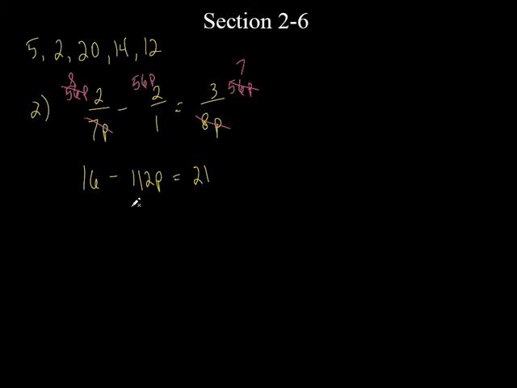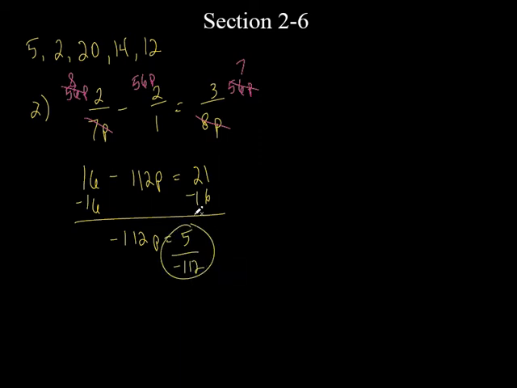And now you just solve for p. Subtract 16 from both sides. So it's negative 112p equals, what's that, 5? Divide by negative 112. That looks familiar. That's the answer I read off, isn't it? Does that make sense?